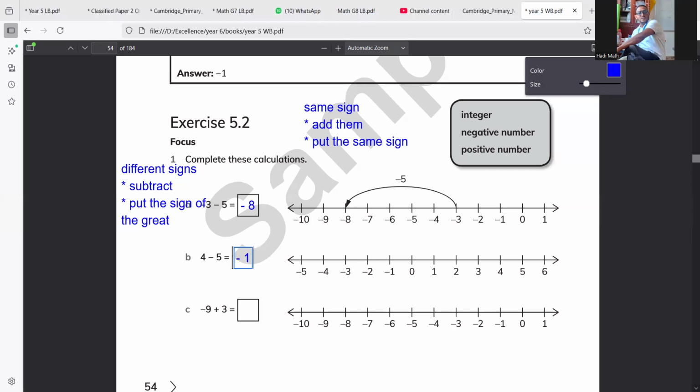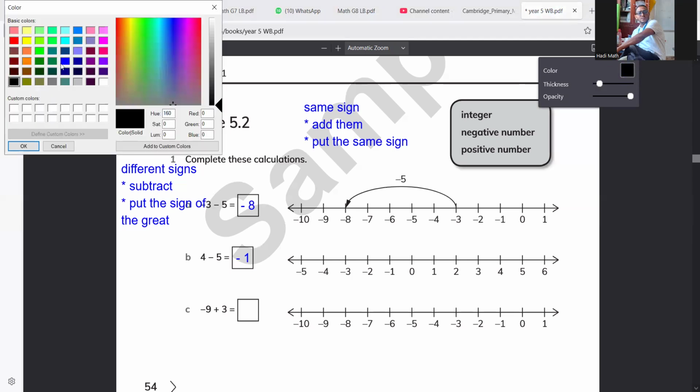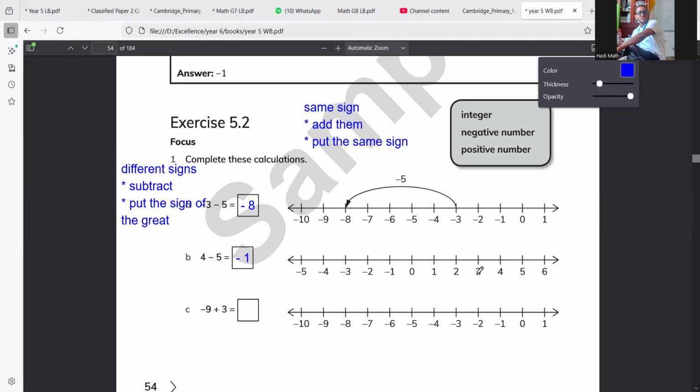Or you can use the number line actually to answer such a type of questions. If you would like to use a number line, all you need to do is start at the 4, go to the 4. This is 4. And then from the 4, go back, you said -5. Go back 5 steps. Like this is 1, 2, 3, 4, 5. You'll find yourself landing on what? On -1. That's how you use the number line.